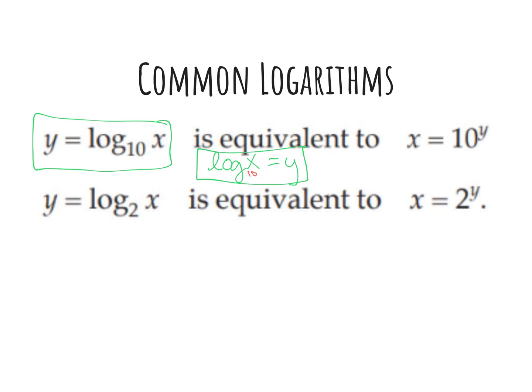Okay? Now, if we convert that to exponential form, remember, we start with our base 10, we pick this up as our exponent, and it's equal to x. So 10 to the y power is equal to x. All right, so if we convert y equals log base 2 of x, that would be equivalent to, start with your base always, come over here, pick up your exponent, so 2 to the y power, and then it's equal to x.